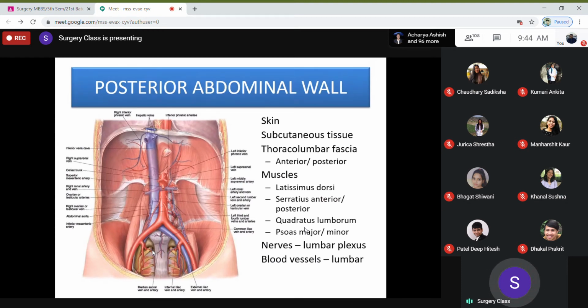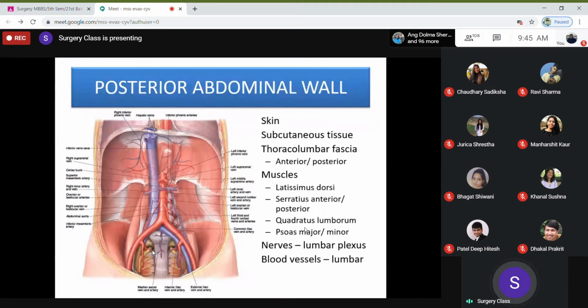the posterior abdominal wall. And in the posterior abdominal wall, you will see a lot of important and big vessels, the IVC and aorta, their branches and tributaries, and the lymphatics also. They all have a drainage system in the abdomen, and then they go to the thoracic vessels in the thoracic cavity.